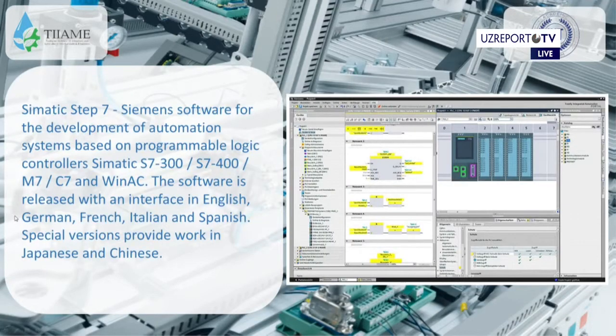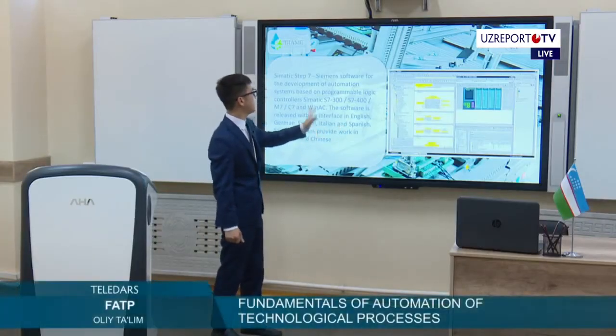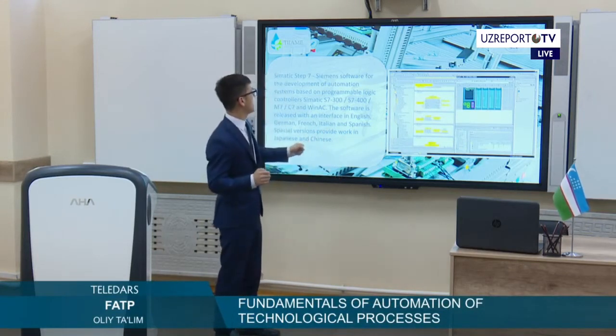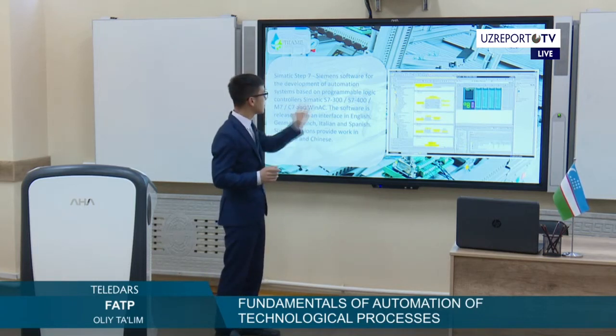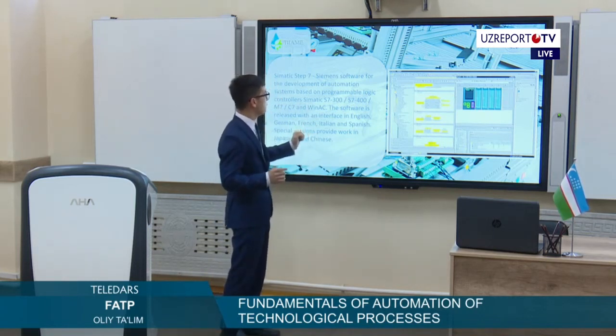Okay, Step 7 is software for development of automation process. As you can see on the right side here, we have an interface of program. Here in the middle side you can see your controller which you download. In the left side you can see the block stream. Here we have a CFC controlling type of language. And you can see the whole process.